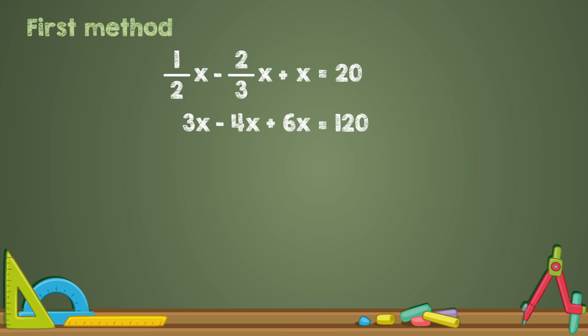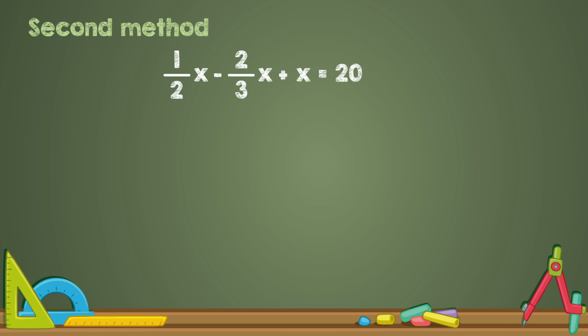As we learned in a previous video, we need to separate the x on the left-hand side. All x's are already on the left-hand side. So we can add these together. 3x minus 4x plus 6x equals 5x. Now we have to get rid of the 5 by performing the reverse operation on the right-hand side. Then we get x equals 120 divided by 5. And that gives 24. x is therefore equal to 24.